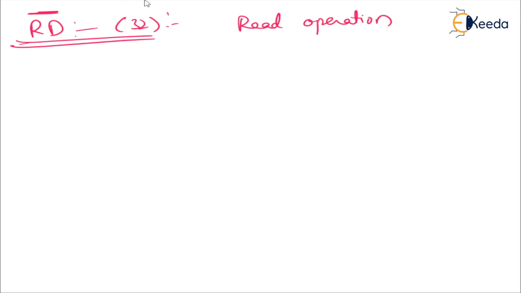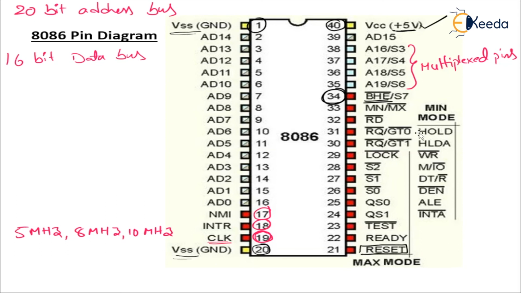What I told in the last class: when any signal has a bar above it, that means which signal? Active low. That is called an active low signal. Right? That is the RD bar, used to indicate the read signal. And the next one, what is the next one?